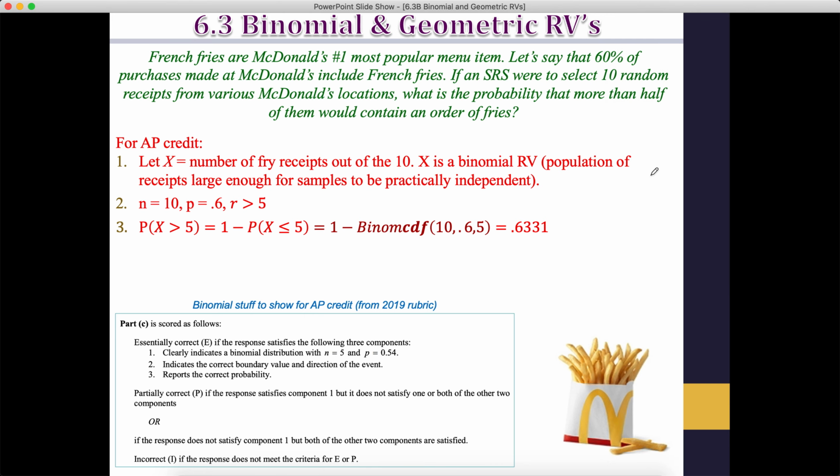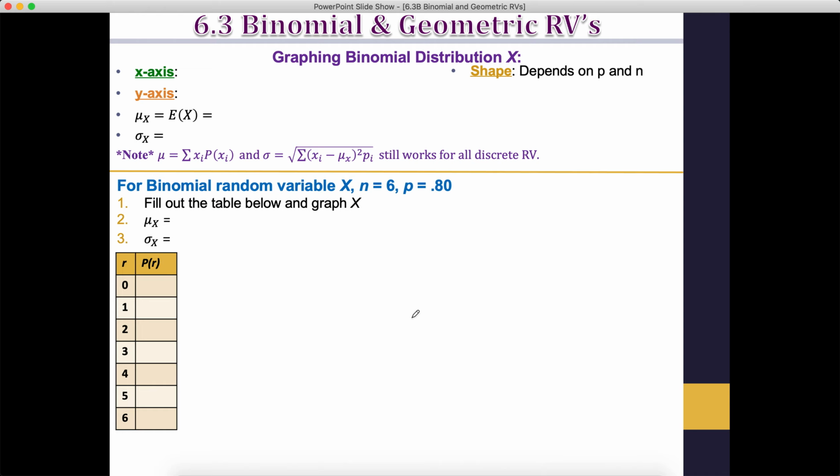It's good that the technology is consistent. So in the event that it actually asks for an interpretation as well, oh my gosh, I didn't do it right, no. I refuse to restart the video. You can bust my chops about this later, but there's a 0.6331 chance that more than half of the receipts have fry orders. There we go.